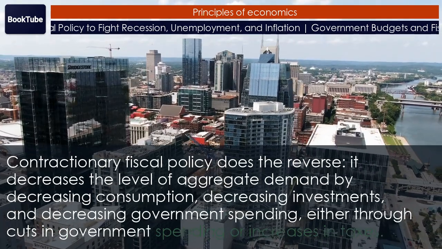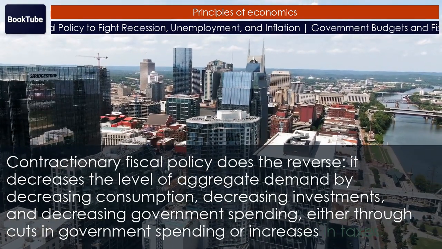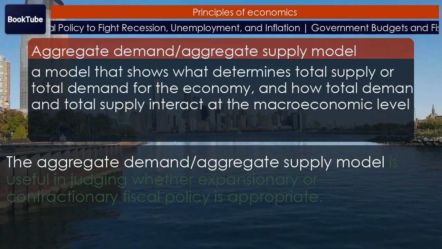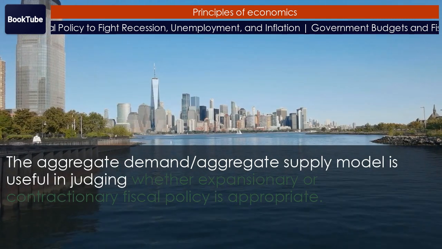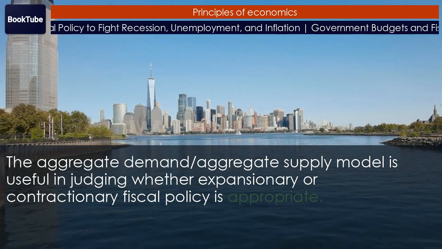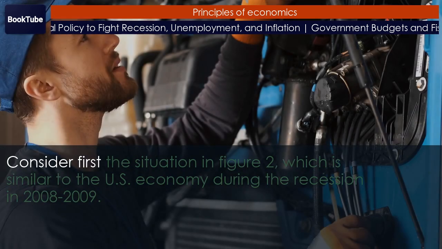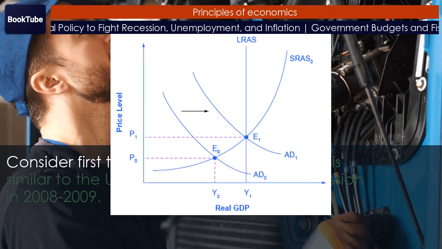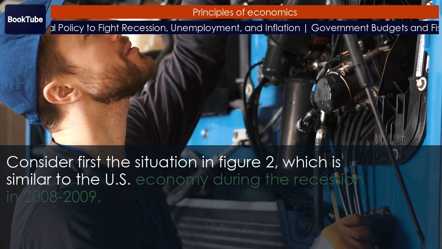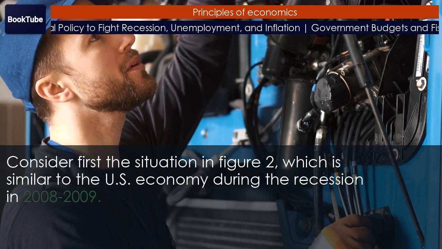Either through cuts in government spending or increases in taxes. The aggregate demand, aggregate supply model is useful in judging whether expansionary or contractionary fiscal policy is appropriate. Consider first the situation in Figure 2, which is similar to the U.S. economy during the recession in 2008-2009.